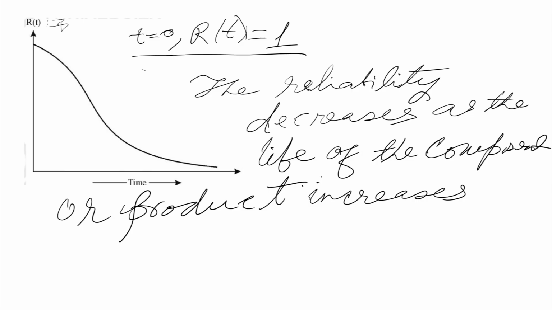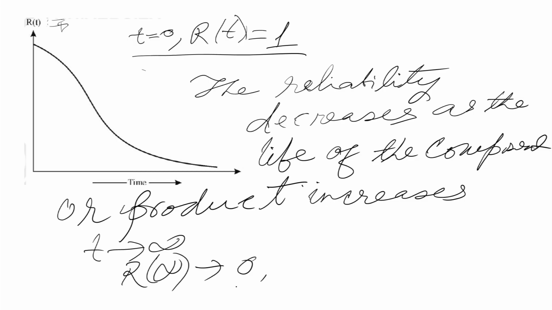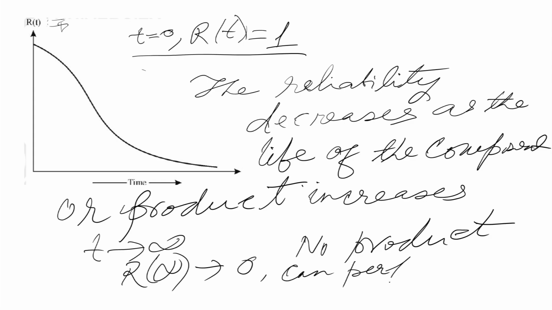This is also called the derating. For a component, when the time is increased, the performance degrades, so this is also called the derating. Obviously, when t tends to infinity, R of infinity tends to 0, which we said is that no product can perform for infinite period.